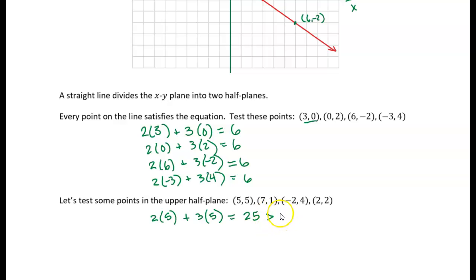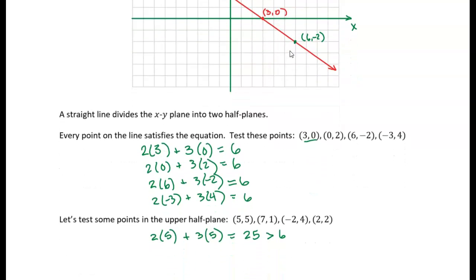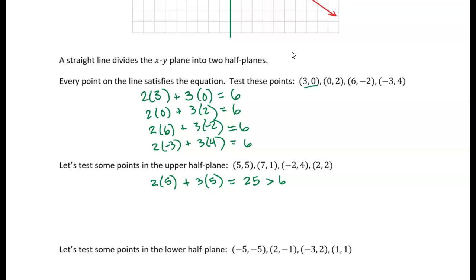That is actually greater than 6, right? So let's show where we have that point. That was the point 5 comma 5. I think that's right here, right? 1, 2, 3, 4, 5. Okay, so this is the point 5 comma 5. So that gave us a value that was greater than 6.